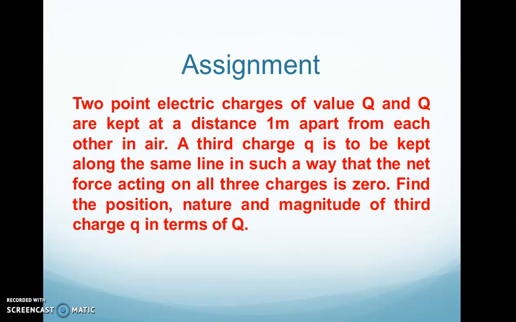Now this is the assignment related to force due to a group of charges. You have to solve this question. Two point electric charges of value Q and Q are kept at a distance of 1 meter apart from each other in air. A third charge Q is to be kept along the same line in such a way that the net force acting on all three charges is 0. Find the position, nature, and magnitude of the third charge in terms of capital Q, right? So this is your assignment, and this question was asked in the CBSE board examination, right?